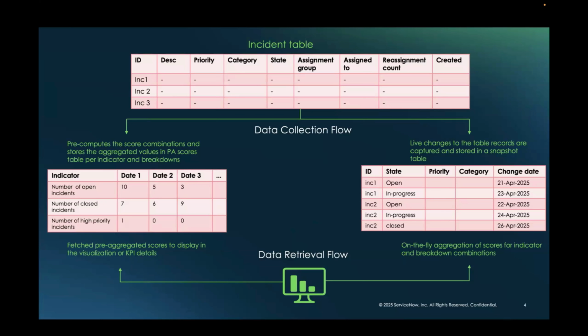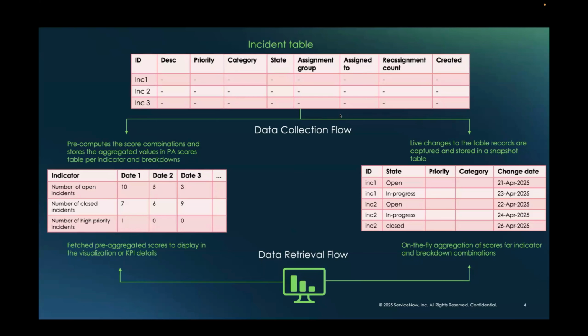The first one is data collection and storage. While current PA, as I said earlier, uses data collector jobs to pre-compute scores for predefined KPIs and store only the snapshot of scores in a PA scores table, which roughly would look something like this, right? So you have an indicator, number of open incidents, then for a certain day, week, or year, whatever the frequency is configured, you have, hey, on this day the score was 10, 5, 3, and then you have the same snapshot of scores for breakdowns.